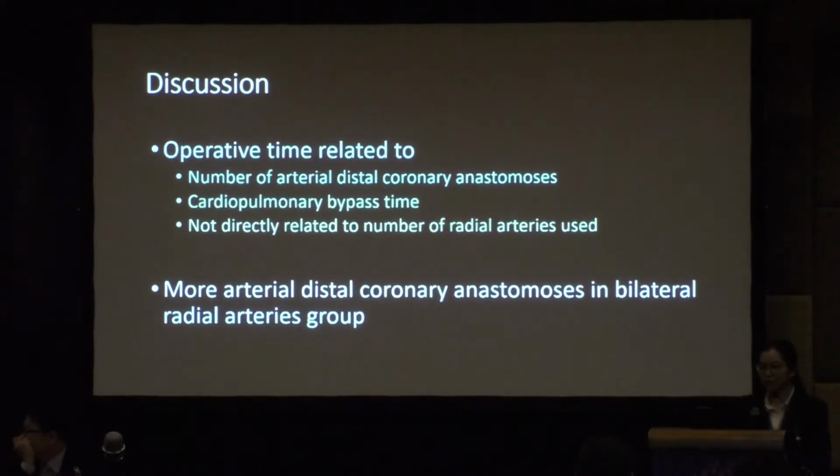After the linear regression model was performed, it showed the variables significantly related to operative time were arterial coronary distal anastomosis and cardiopulmonary bypass time, but not directly related to the number of radial arteries used. It showed that bilateral radial artery use did not result in prolonged operative time. But we can get more arterial coronary anastomoses in the bilateral radial artery groups.